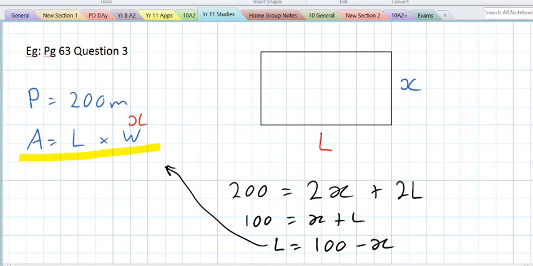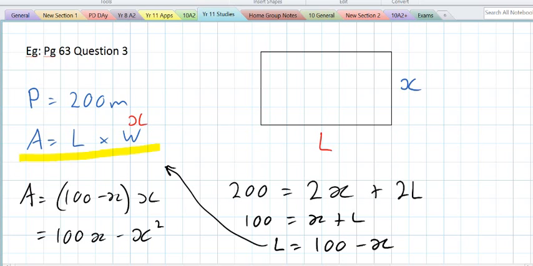So we know that our area is equal to length times width. In our case, length is 100 take x, and our width we defined at the start of the question as x. Expanding that out gives us 100x take x squared. Okay? So that's part A done. We've shown that the area is given by that quadratic equation.